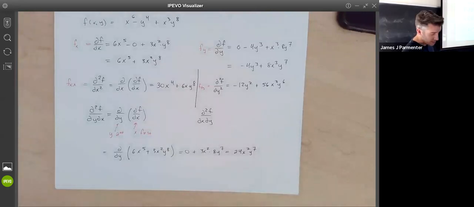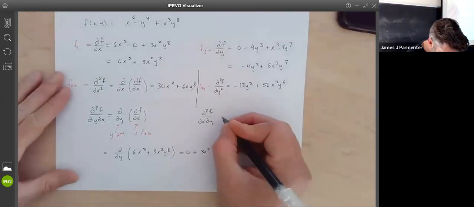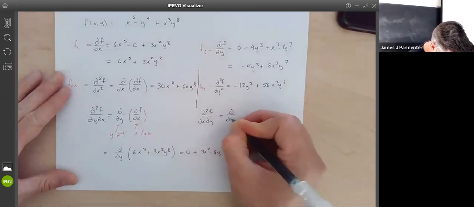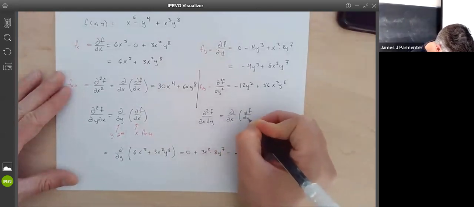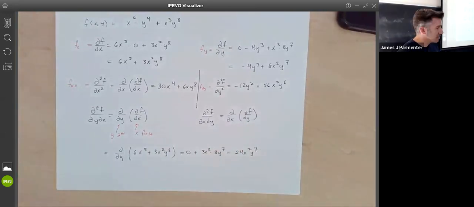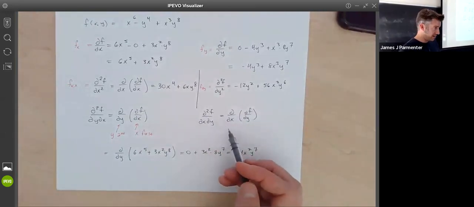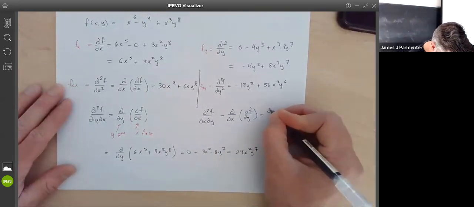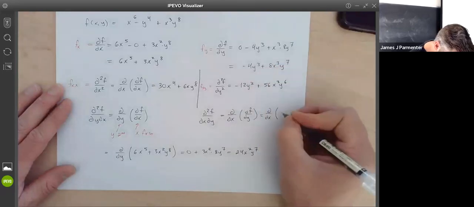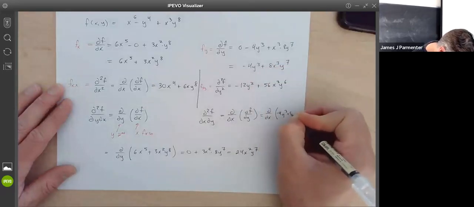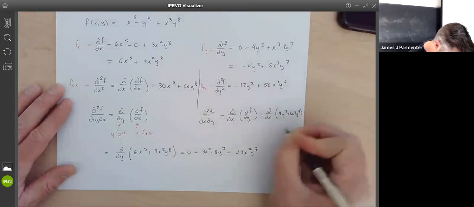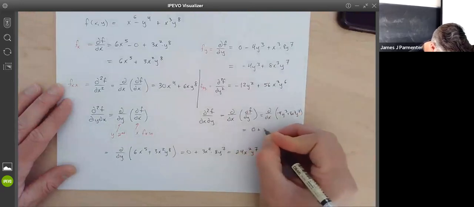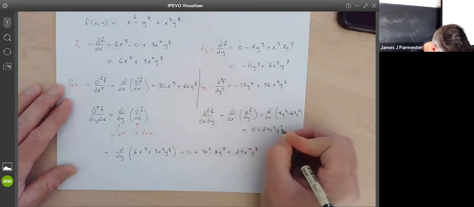And what I want you to see is that it's the same either way you do it. Whether you do x first, then y, or y first, then x. If you read this from left to right, it looks like x is first, but when you apply derivatives, you read from right to left. So that would be the partial with respect to x of negative 4y cubed plus 8x cubed y to the seventh. And the derivative is going to be 0 plus 24x squared y to the seventh. Oh, they're the same.